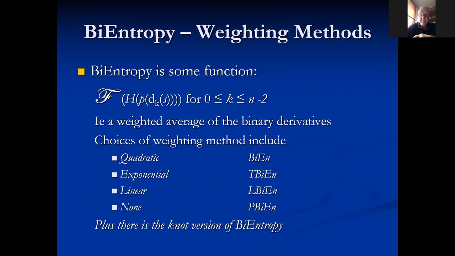So bi-entropy is some function f of the Shannon entropies of all the derivatives of a string, i.e. it's a weighted average of the binary derivatives of a binary string, and there are various weighting methods. If anyone's done any time series analysis or read Makridakis and Wheelwright, then it's pretty obvious that... Excuse me, do you mean it's a weighted average of the Shannon entropies of the binary derivatives? Correct, yeah. It's a weighted average of the Shannon entropies of the binary derivatives. Yeah, well spotted. There's a couple of words missing there, though.